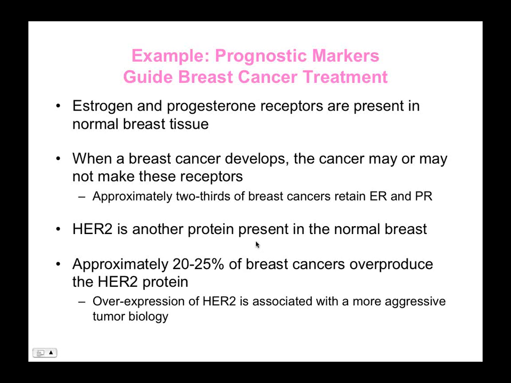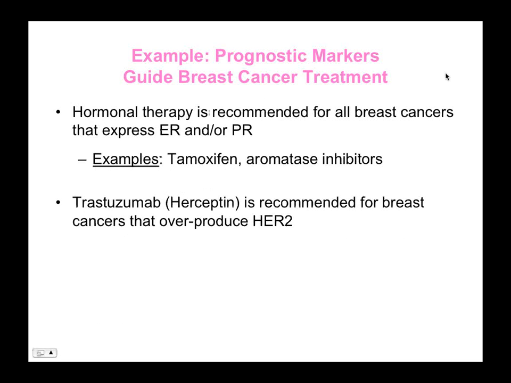HER2 is another important marker in breast cancer. It's a protein, again, present in the normal breast, but in about 20 to 25% of breast cancers, this protein is vastly overproduced, and it confers a more aggressive behavior in that cancer. So we use these three markers in breast cancer, ER and PR and HER2, to help guide our treatment selection. For example, hormonal therapy is always recommended for breast cancers that express ER and or PR. So that's the estrogen receptor and or the progesterone receptor.